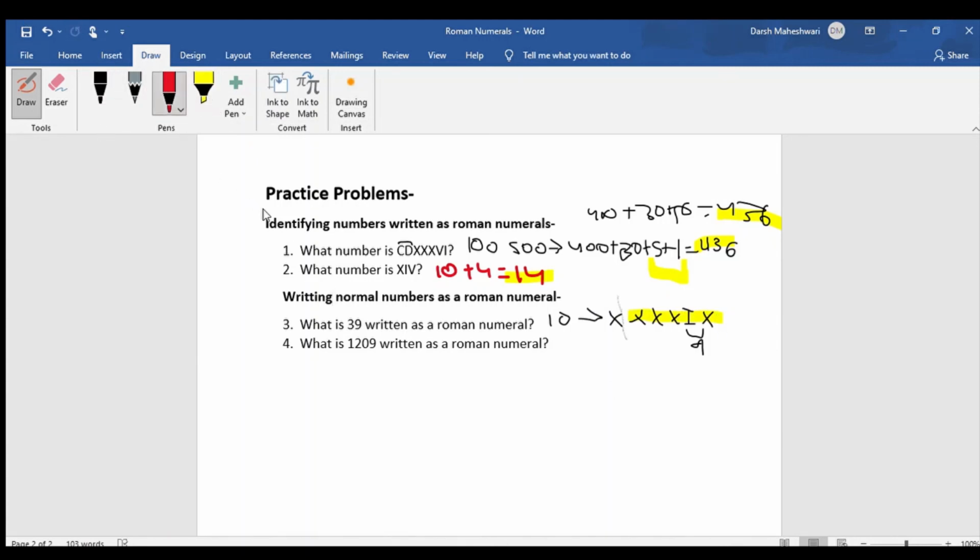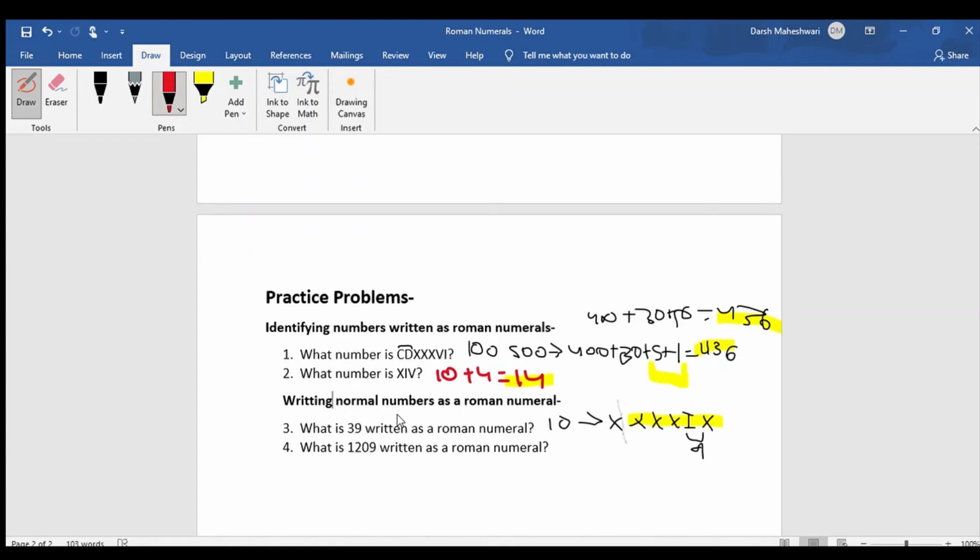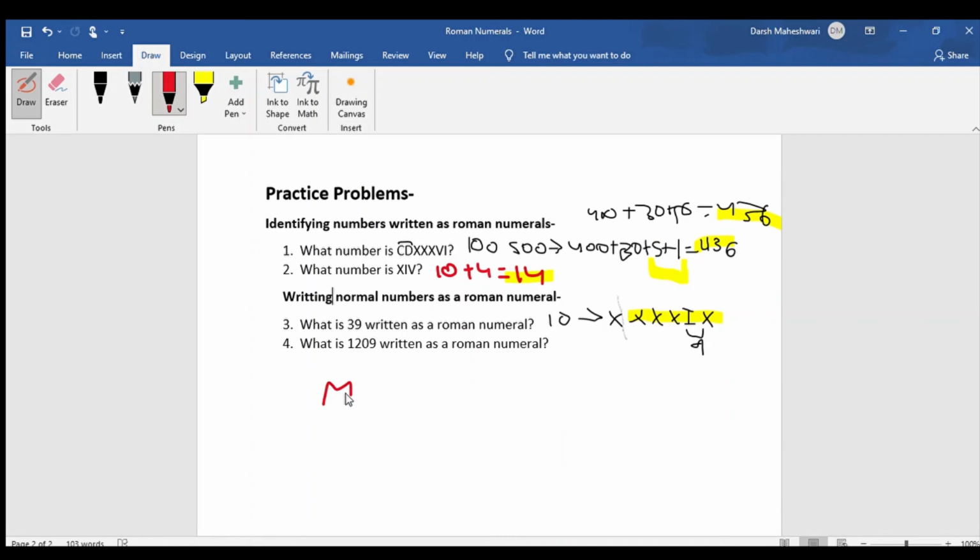Okay, last one. What is 1209 written as a Roman numeral? So 1000 is M, as you guys saw. Then 200, so 100 is C. Remember, D is 500, so we don't need that. And since it's not 4 or 9, which are the numbers where we have to do this special rule, because if you add 4 to 5 you'll get 9. So for now we are only at 2 hundreds, so it would be M, C, C, 0, so nothing. And then 9, same, 9 is IX, so this would be our answer.